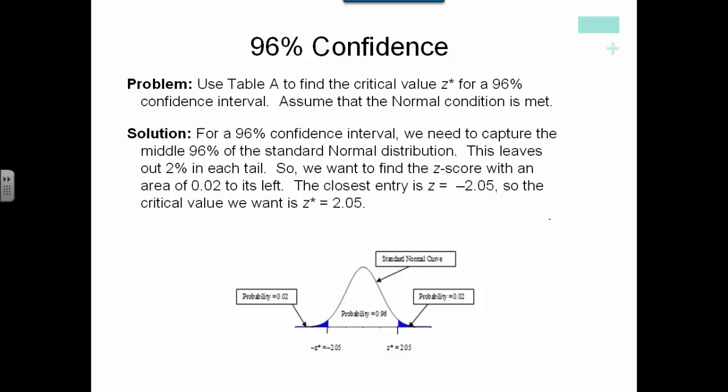Use Table A to find the critical value z star for a 96% confidence interval. Assume that the normal condition is met. For a 96% confidence interval, we need to capture the middle 96% of the standard normal distribution. This leaves out 2% on each tail, so we want to find the z-score with an area of 0.02 to the left. The closest entry is z equals negative 2.05, so the critical value z star is 2.05.